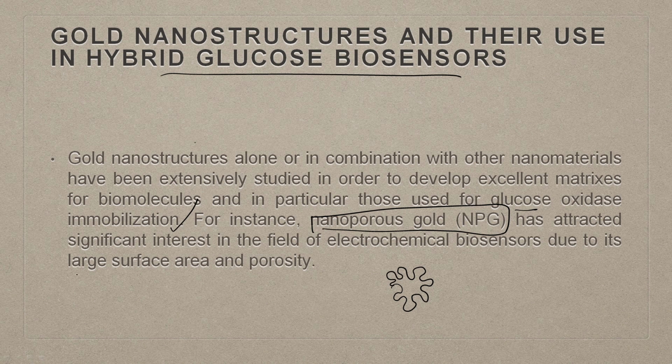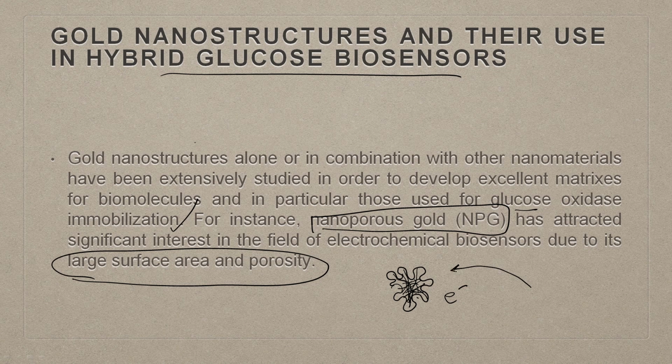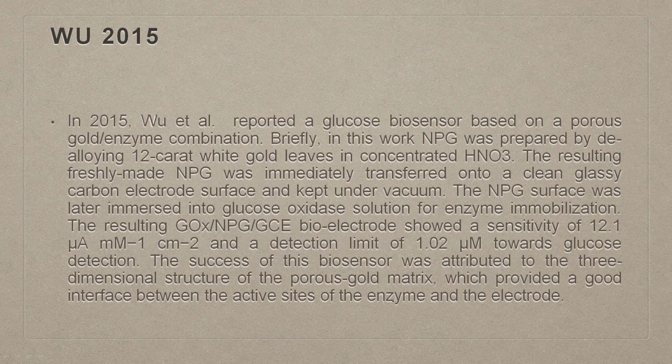That means it has large surface area and porosity. So, there are interconnected channels and it is a pretty porous intricate structure. So, that means if you treat this as an electrode and if you could conjugate it with this at the site of electron transfer, then you will be able to pick up excessively high signals from these nanoporous gold. And now, we will talk about one of the works which was done by Wu in 2015.